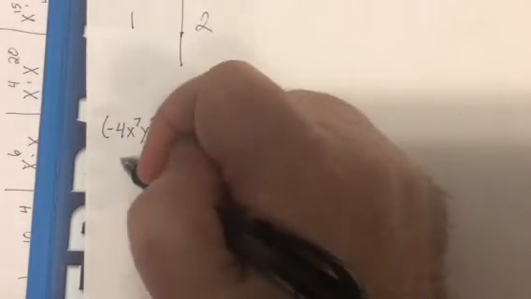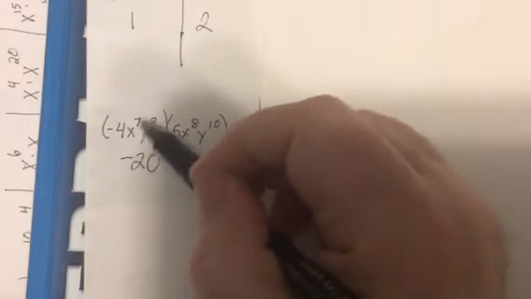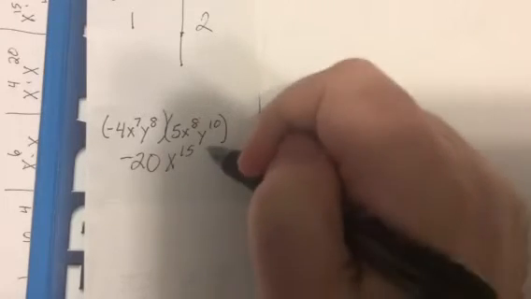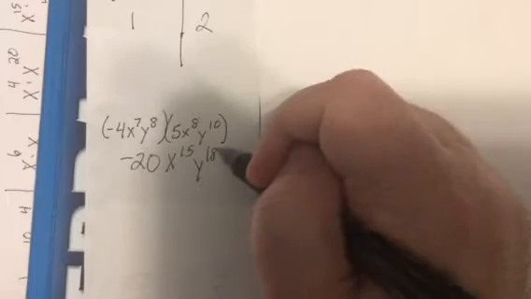Negative 4 times 5 is negative 20. x to the 7th times x to the 8th is x to the 15th. y to the 8th times y to the 10th is y to the 18th.